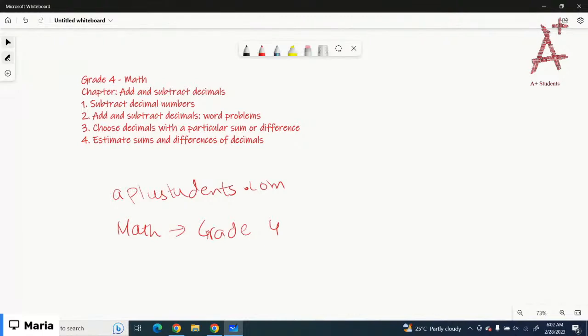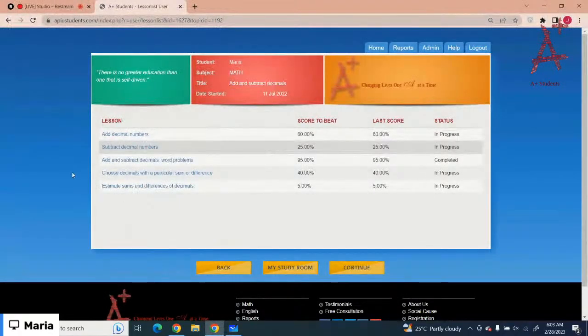We're going to start with the chapter add and subtract decimals, and the lessons we're going to cover today are subtract decimal numbers, add and subtract decimals word problems, choose decimals with a particular sum or difference, and estimate sums and differences of decimals. So let's start with the first lesson, that is subtract decimal numbers. Here I am on grade 4 maths. The chapter name is add and subtract decimals.